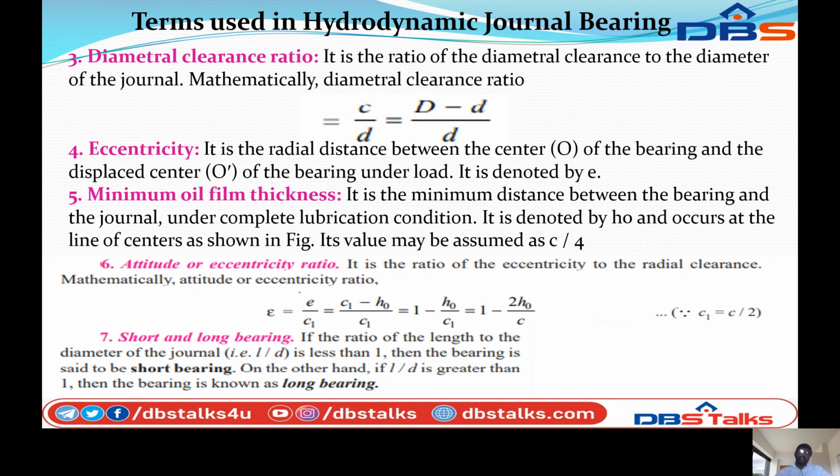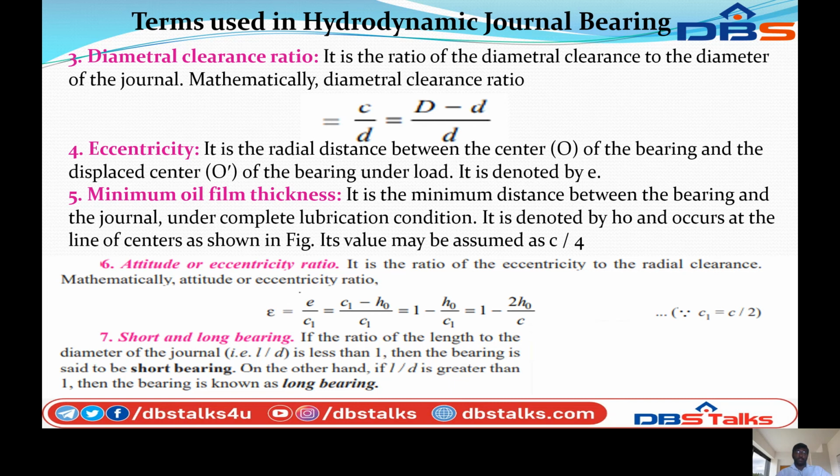Coming to the last of the hydrodynamic journal bearing terms, short and long bearing. If the ratio of the length to the diameter of the journal, that is L by D, is less than 1, then the bearing is said to be a short bearing. On the other hand, if L by D is greater than 1, then the bearing is known as a long bearing.